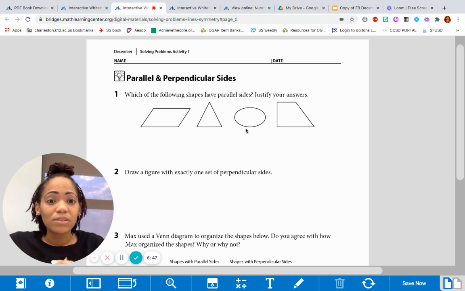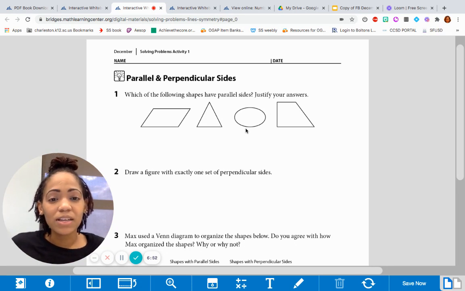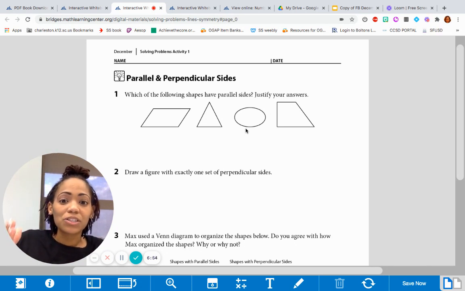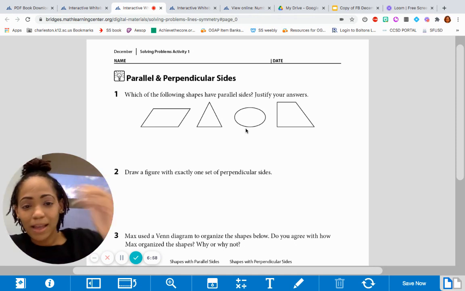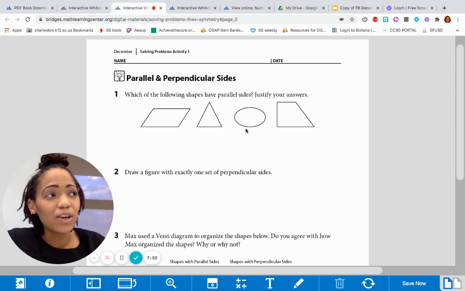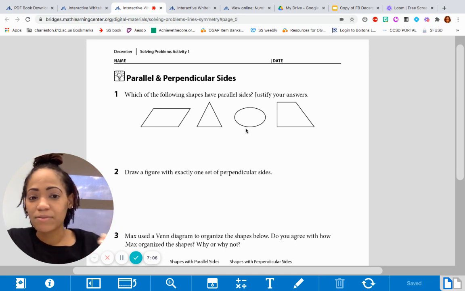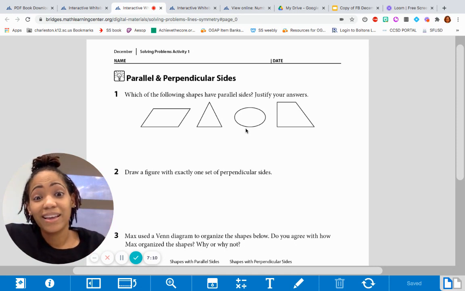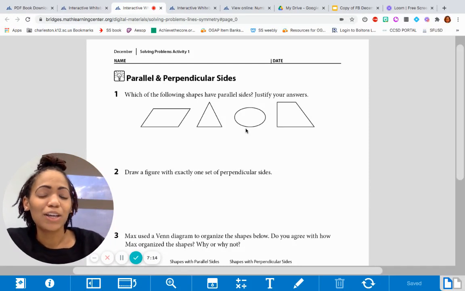How do we justify it? An oval has curved sides, and parallel has to run in the same direction. If you have two curved lines, eventually they're going to meet, or they're just going to form a circle. You're going to go round and round, and you'll never have parallel lines. Besides, we need it to be a straight line, not a curved line. That would be my justification.